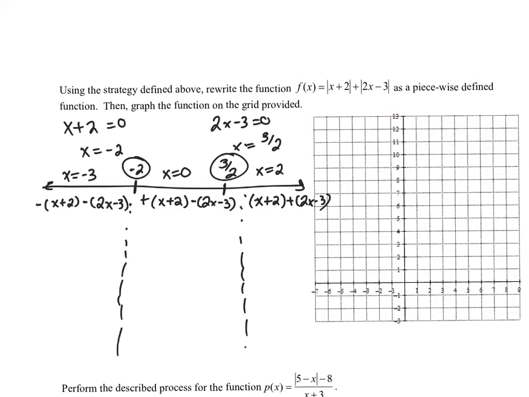So first thing we can do is mark this off like this, and then distribute our negative signs. So we have negative x minus 2 minus 2x plus 3, and to combine like terms, we have negative 3x plus 1. And then for the middle piece, we have x plus 2 minus 2x plus 3. x minus 2x is negative x, plus 5.